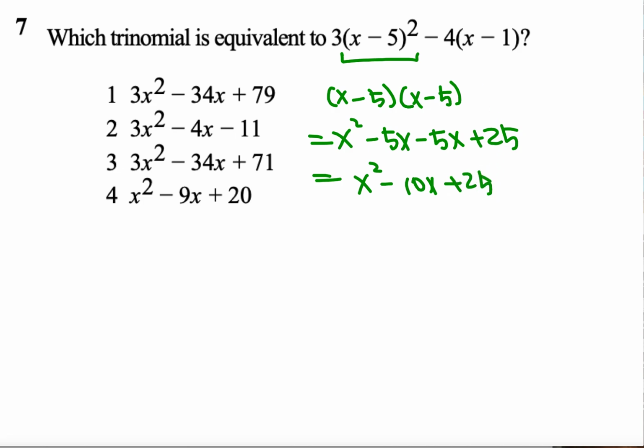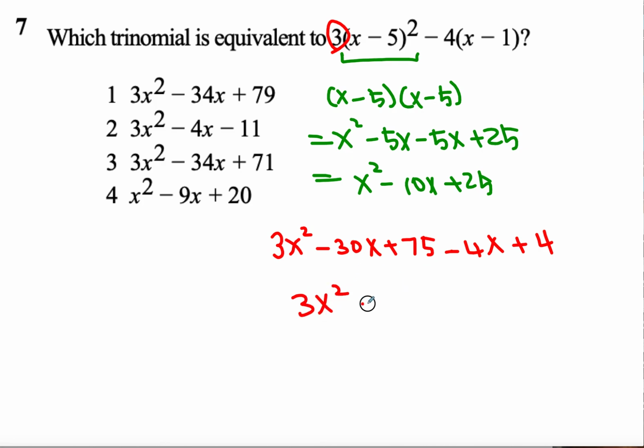When you combine the two middle terms, we get x squared minus 10x plus 25. Now I'm going to multiply by 3, so we get 3 times that, so 3x squared minus 30x plus 75. Now I'm going to distribute negative 4, so we get negative 4x plus 4. Then what we end up getting is 3x squared minus 34x, because both are negatives, and then plus 79, which is choice 1. That becomes the answer.